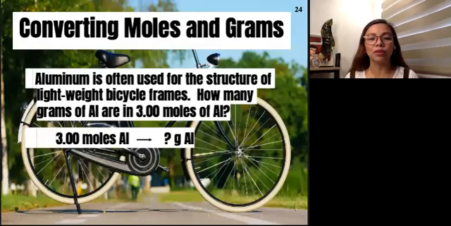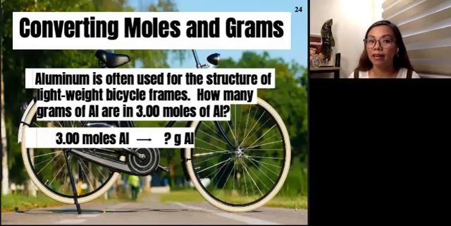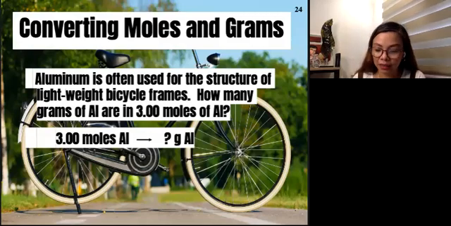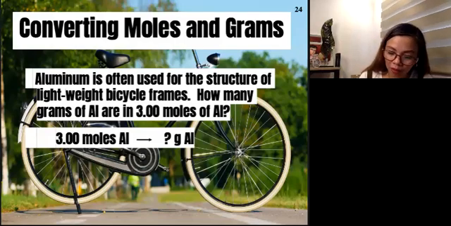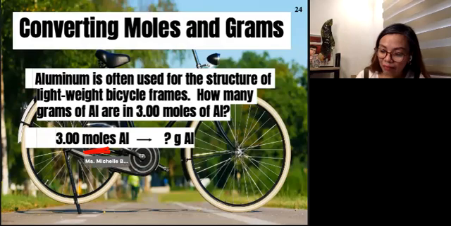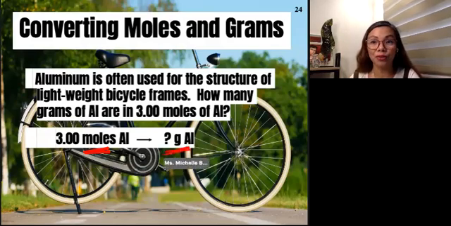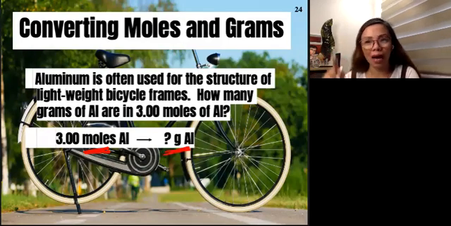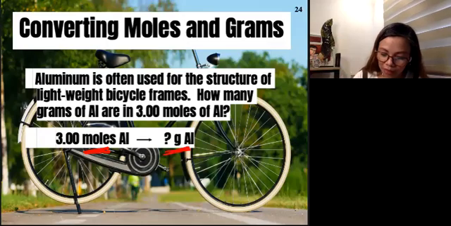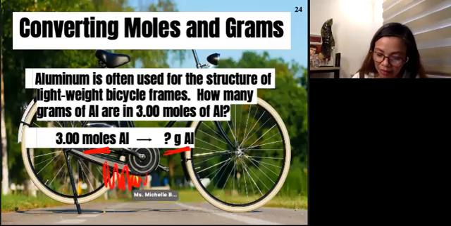converting moles and grams. Aluminum is often used for the structure of lightweight bicycle frames. How many grams of aluminum are in 3.00 moles of aluminum? So, my dear 9G, if you notice, our given is in mole, right? Mole. And then you have to convert that to grams. Therefore, put that in your mind that it's mole to grams, grams to moles. You will be using the molar mass.